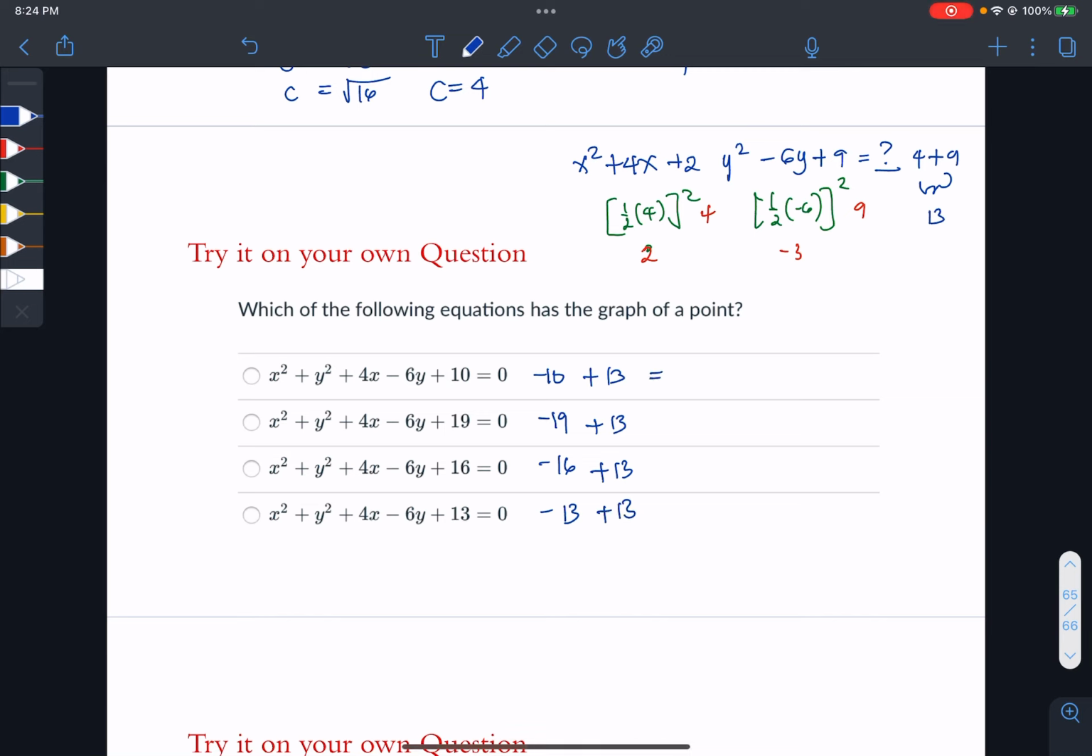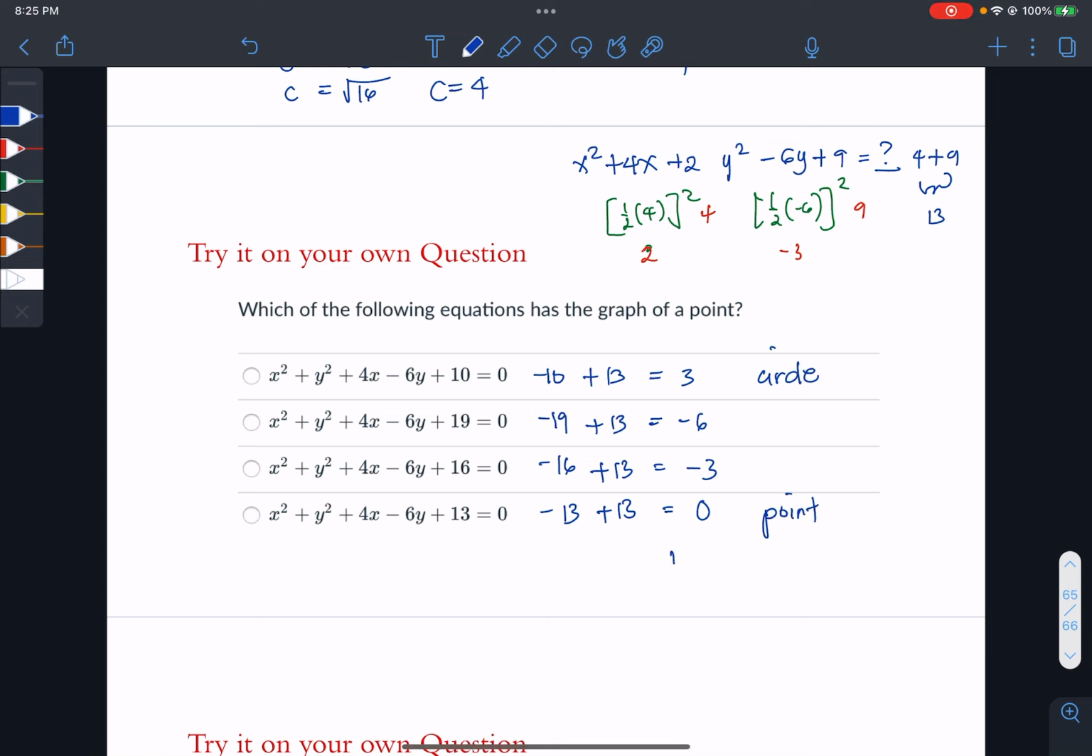So ano sagot? This would be negative 10 plus 13, so that would be 3. So this one is negative 19 plus 13, negative 6. Negative 16 plus 13, negative 3. Negative 13 plus 13, 0. So in short, this one is a circle. This one is a point.